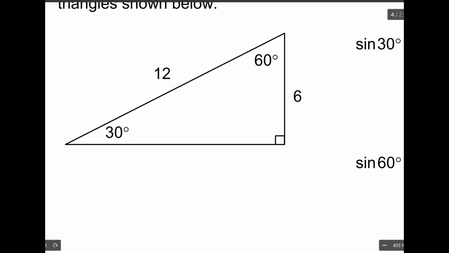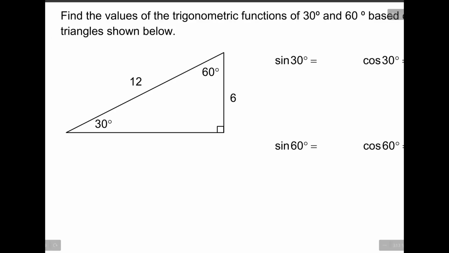How would we solve for this before? How have we been solving for triangles? Exactly. Find the missing side. Here, 12 is my... I have to pick an angle first. Let's have 30 degrees be my angle. How would I go about solving for sine, cosine, tangent? Good. So 6 would be my opposite side. 12 is my hypotenuse.